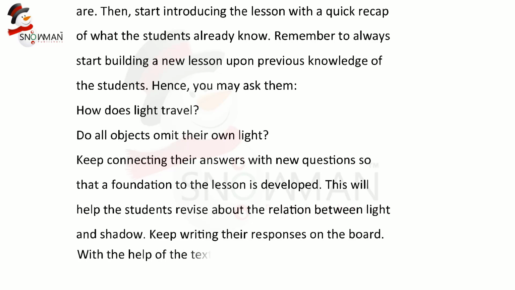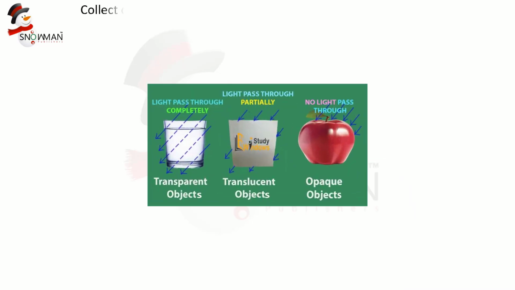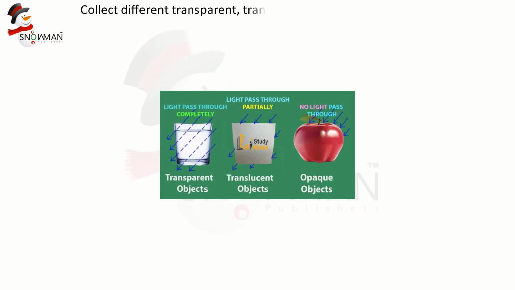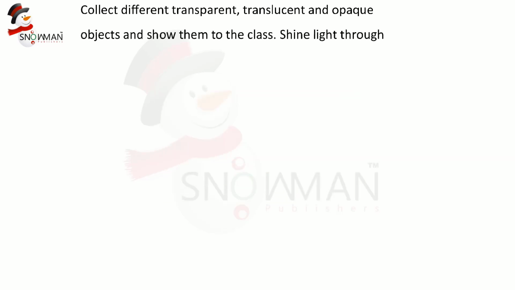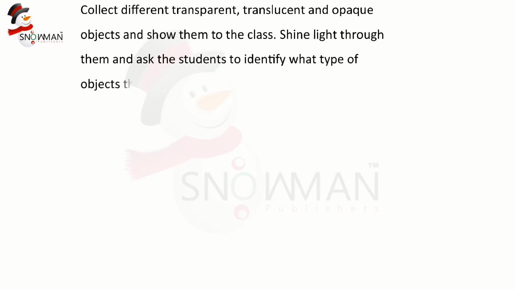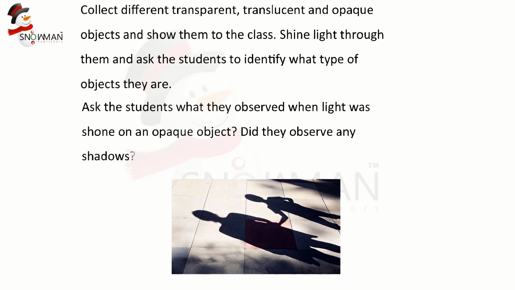With the help of the textbook, explain to the students what transparent, translucent and opaque objects are. Collect different transparent, translucent and opaque objects and show them to the class. Shine light through them and ask the students to identify what type of objects they are. Ask the students what they observed when light was shone on an opaque object. Did they observe any shadows?